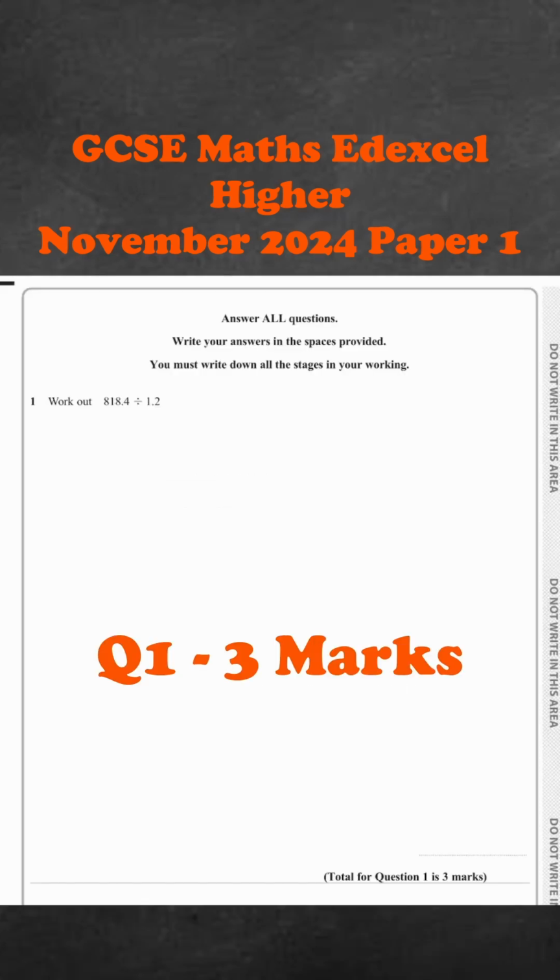Okay, so question 1 here, work out 818.4 divided by 1.2. If we multiply both terms by 10, we still get the same question. It just makes it a bit easier that we don't have to deal with decimal points. So now I'm going to do long division on this.